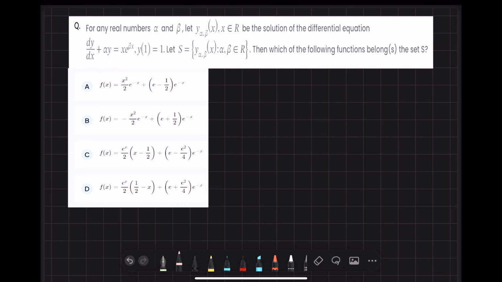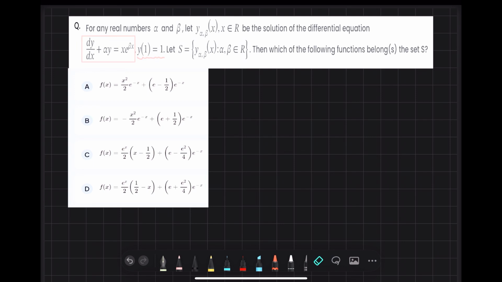So, we have a wholesome new problem which says: for any real numbers alpha and beta, let y of alpha, beta, x, where x belongs to the real numbers, be the solution of the differential equation given here, which satisfies this condition. Let S be the set of all y of alpha, beta where alpha, beta belong to the real numbers. Then which of the following belongs to the set S? So we have to judge which of the following functions belongs to set S.